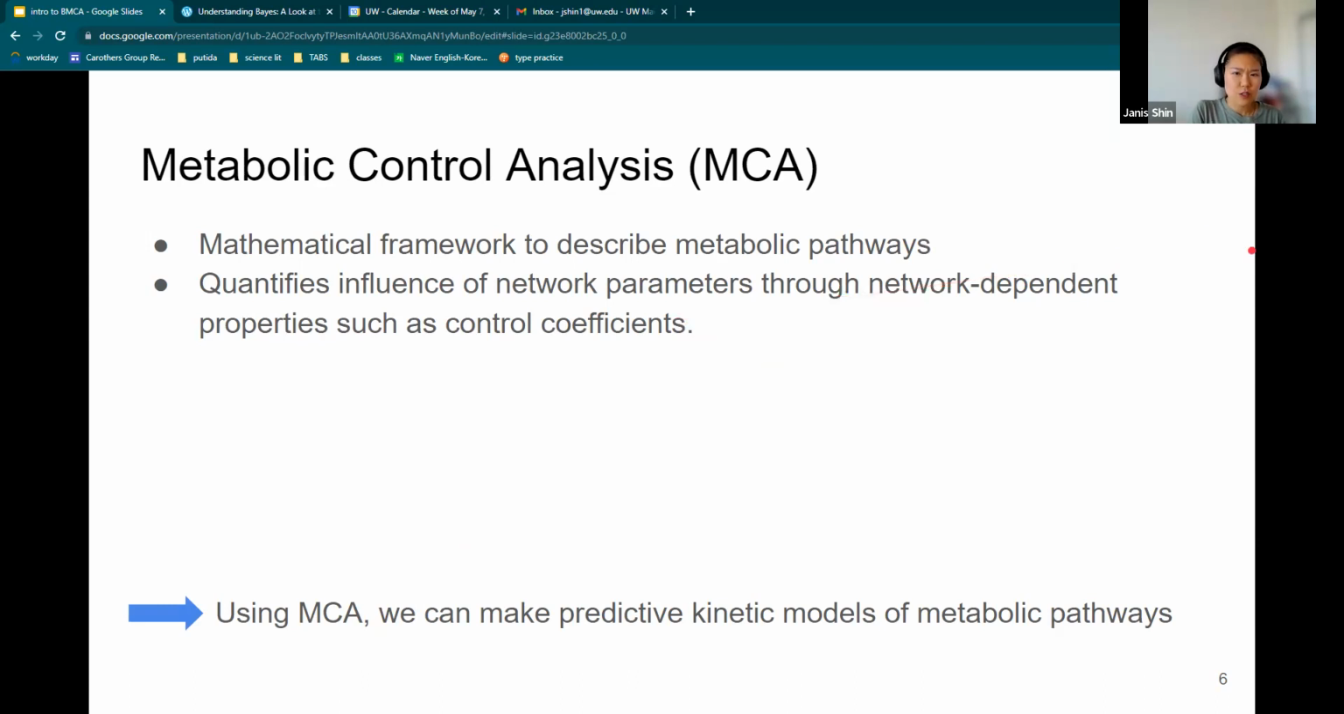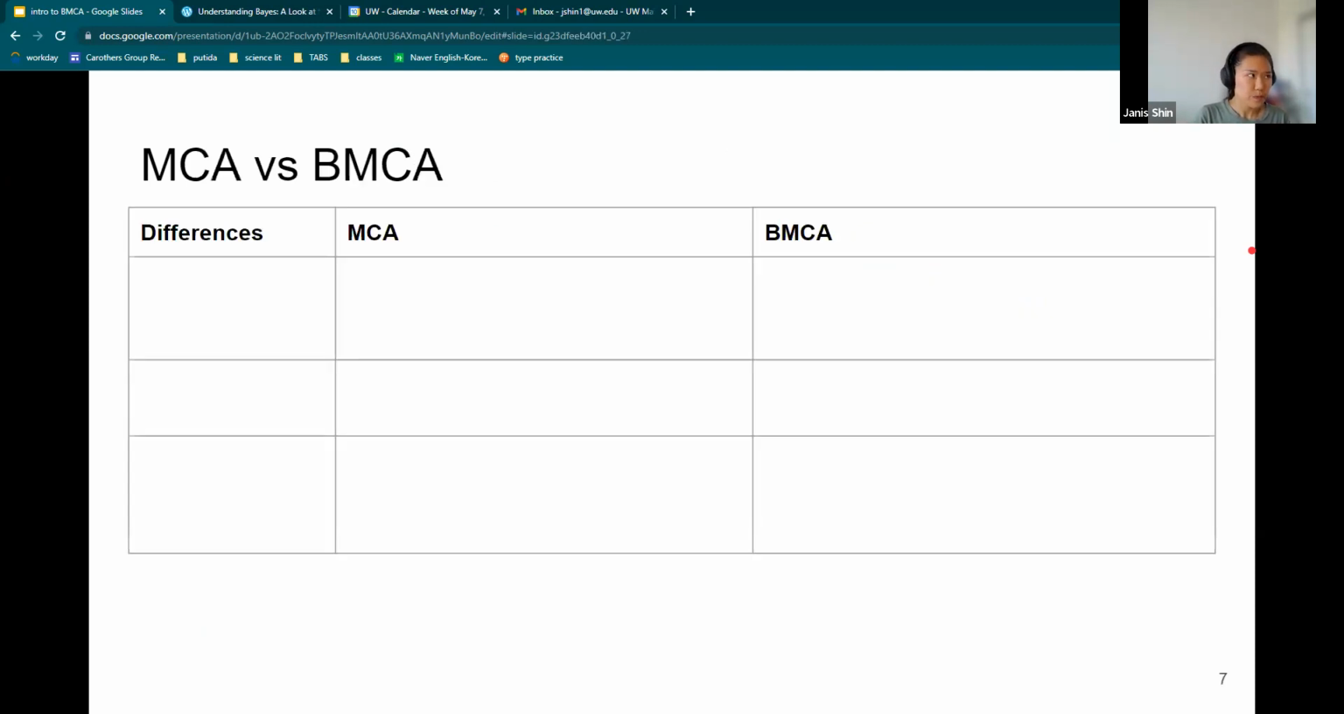Metabolic control analysis provides a mathematical framework to describe metabolic pathways, and it quantifies the influence of network parameters on flux and species concentration through network-dependent properties such as control coefficients and elasticities. So using MCA, we can build kinetic models that can simulate how metabolite concentrations change in the system over time and further our understanding of the system.